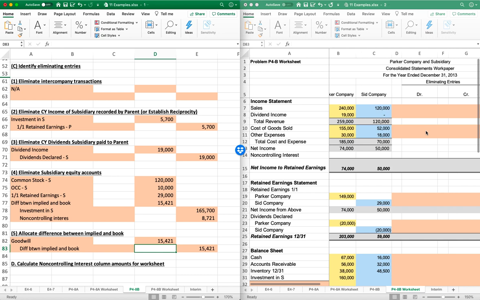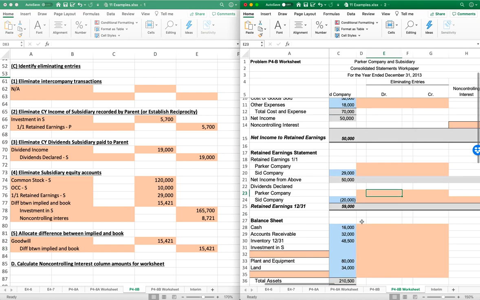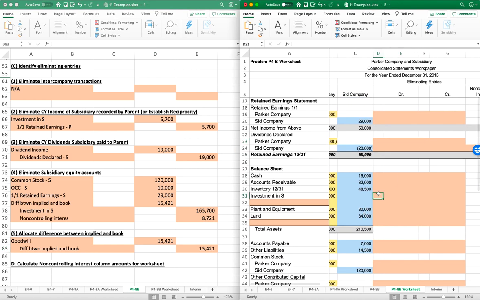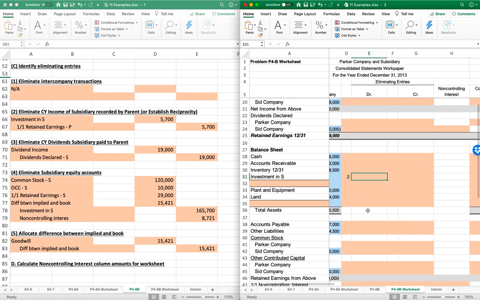So next, we are going to fill out our worksheet. So we're just taking these eliminating entries and reformatting them into these columns. First entry, we don't have anything. Second entry, we are going to debit investment in S. So it's going to be down on our balance sheet. And remember, I'm going to number my entries so that our debits and credits go together. And we're going to debit for $5,700.